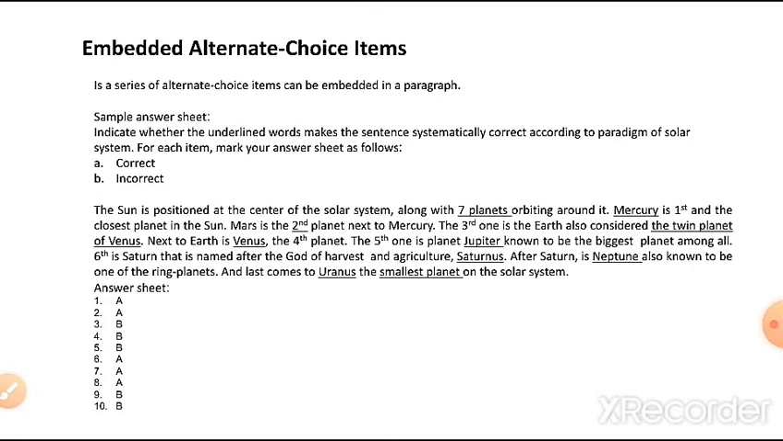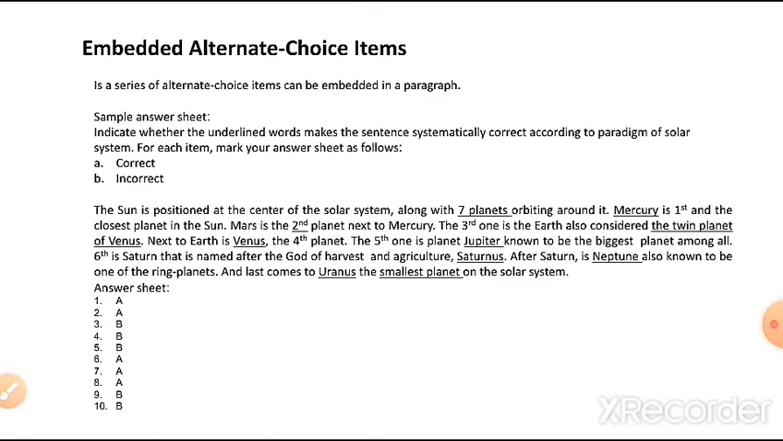let's go on to the first sentence. The sun is positioned at the center of the solar system, along with the 7 planets orbiting around it. So the 7 planets is the underlined word. Do you think it is correct or incorrect? Do you think the underlined word makes this sentence correct or incorrect? So 7 planets is correct. So number 1 is letter A.